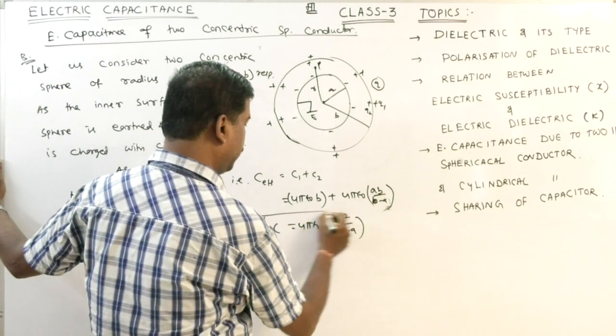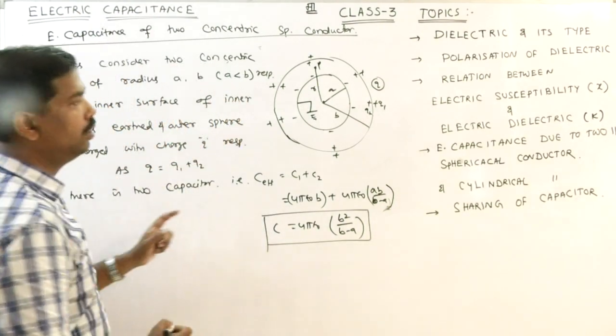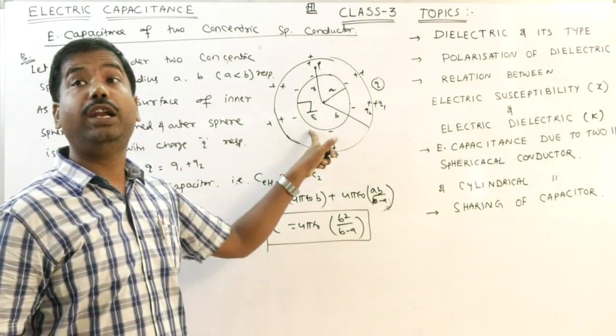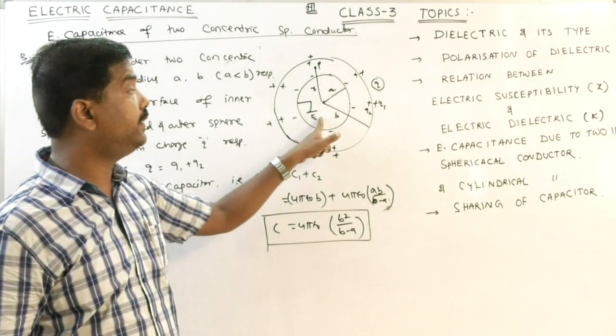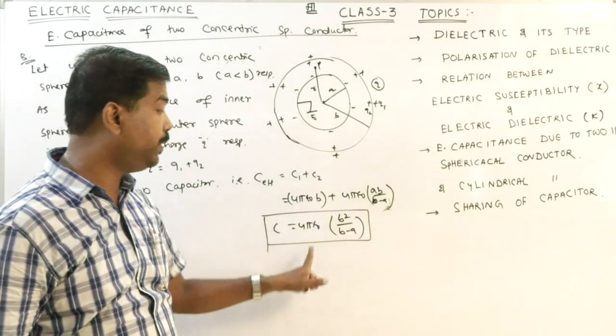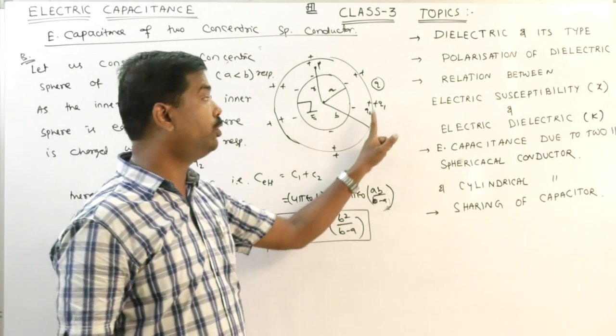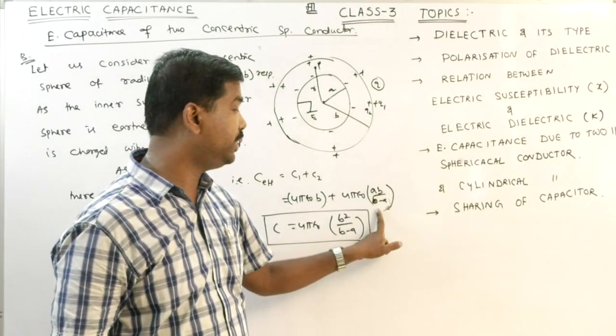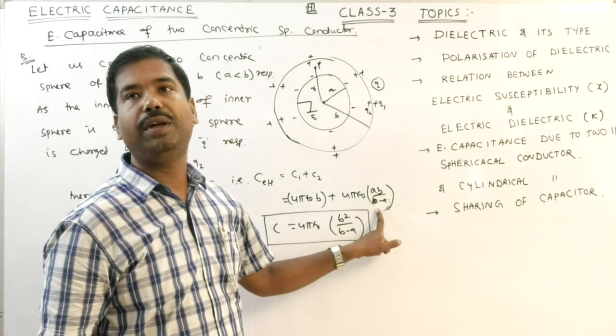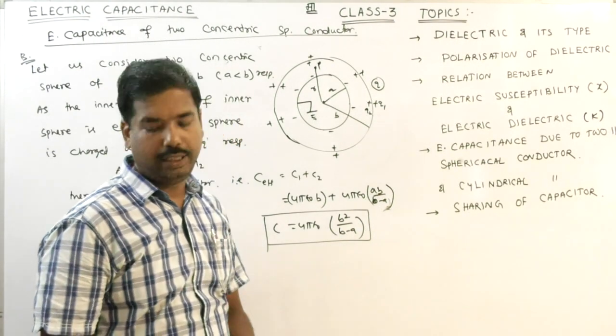This is the capacitance for two concentric spheres. If the inner sphere is earthed, very important, it is found to be 4 pi epsilon 0 B square by B minus A. If the outer surface is earthed, then there is only one capacitor, that is 4 pi epsilon 0 AB by B minus A. Clear? Next.